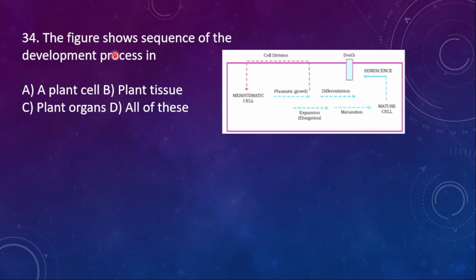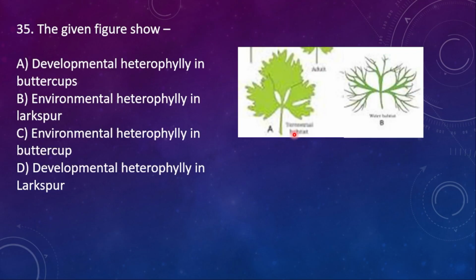34th one. The figure shows sequence of the development process in A. In plant cell, in plant tissue, plant organs, all of this. Here the right option is option A. This is the plant cells which is showing the sequence of development process.